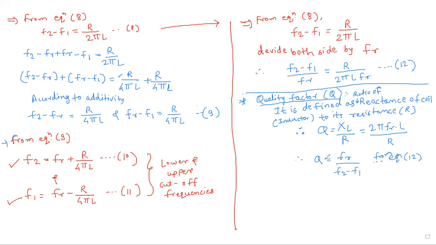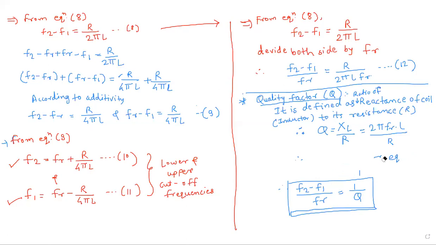So Q is nothing but the quality factor, Fr is the resonant frequency, and F2 minus F1 is the bandwidth. So I will write this as F2 minus F1 divided by Fr is equal to 1 upon Q. So this is equation number 13. Taking the reciprocal, F2 minus F1 divided by Fr is equal to... or here let us do this instead of this step, we can write like this.